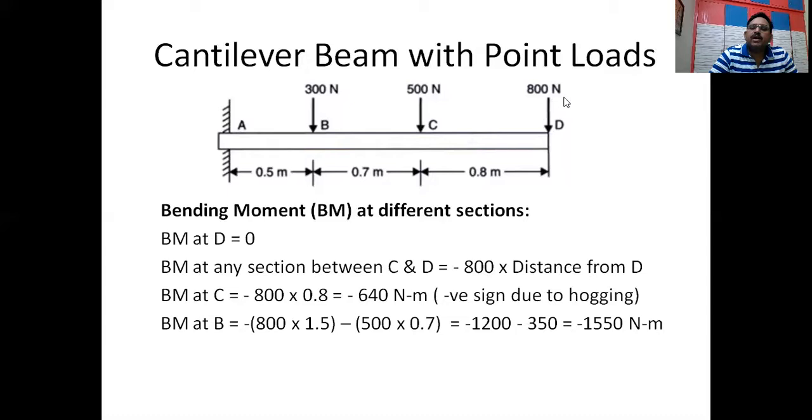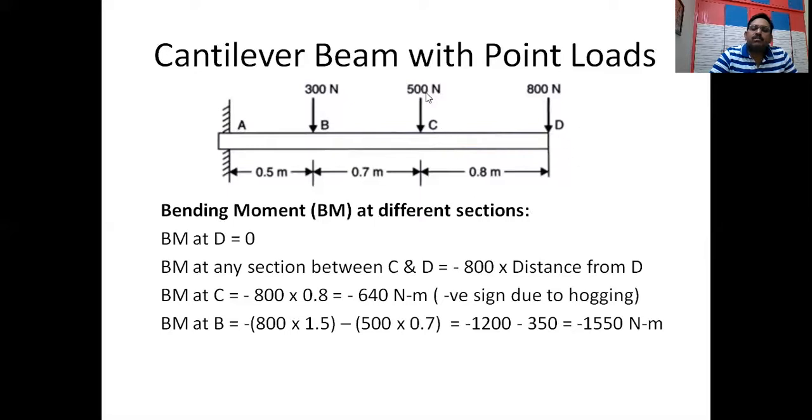So how much moment will this 800 newtons make? 800 into the distance between B and D. What is the distance between B and D? It is 0.7 plus 0.8, that is 1.5. So 800 into 1.5, this is the moment that 800 Newton makes. This is negative because it is making a clockwise direction, or a convexity or hogging.